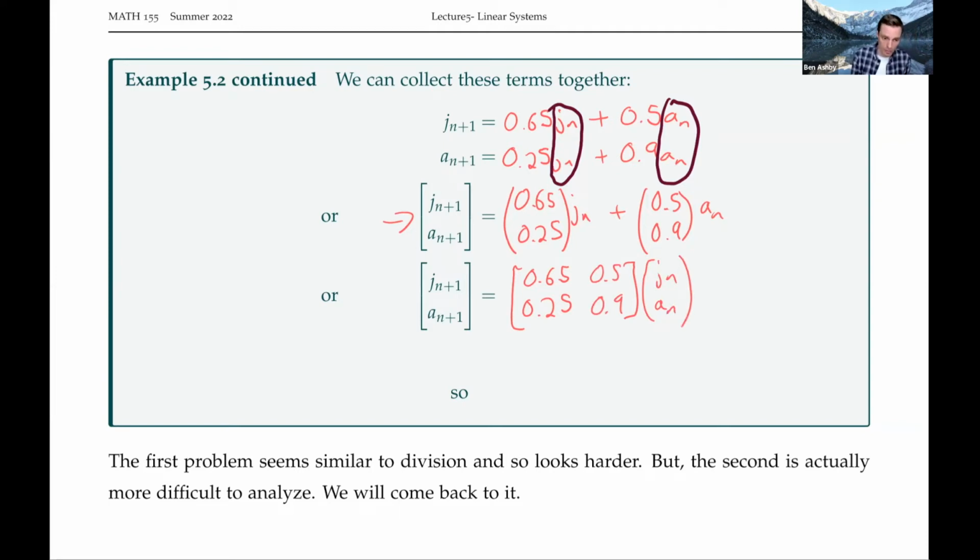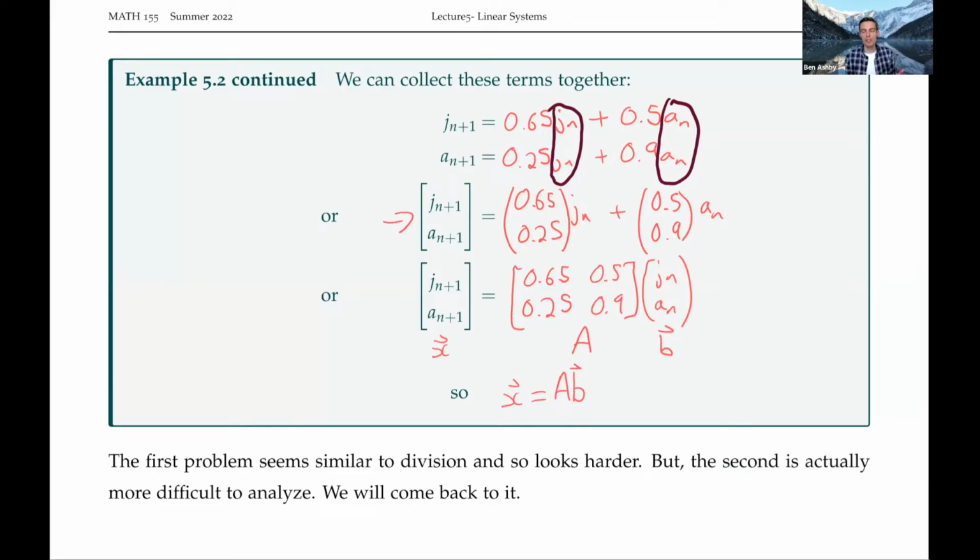So if this is our vector X of unknowns that we want to find, in other words, what the population is going to be like in the next year, we know what it's like this year, so that's our vector B, and then this is our matrix A. This gives us X is equal to A times B.